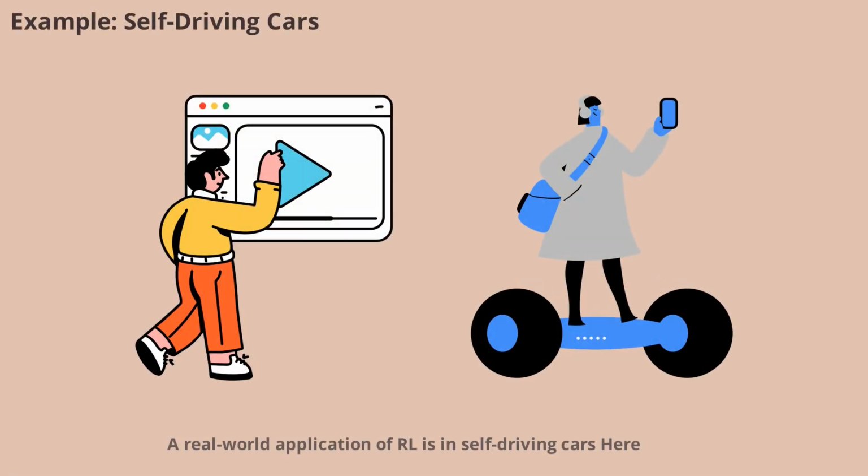A real-world application of RL is in self-driving cars. Here, the agent learns to navigate roads, avoid obstacles, and follow traffic rules by receiving rewards for safe driving and penalties for mistakes. RL enables the car to adapt to complex, changing environments.